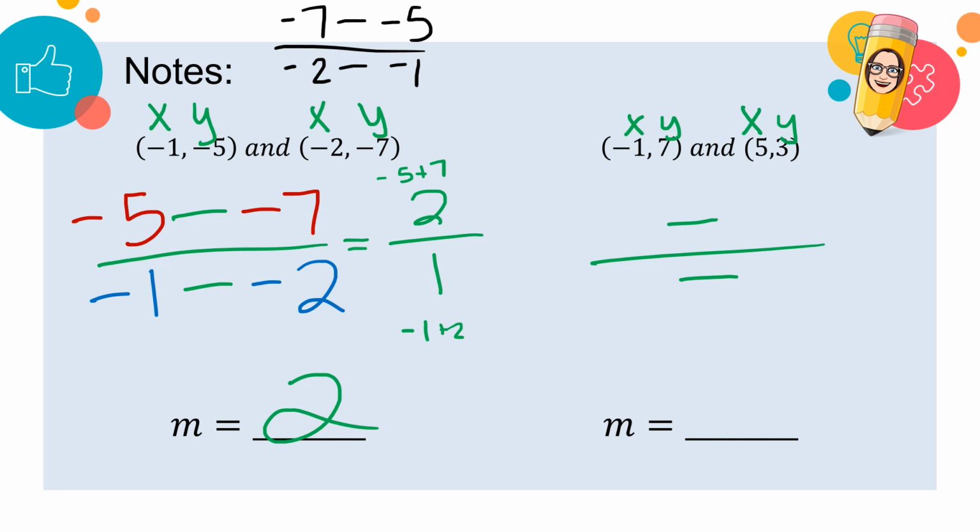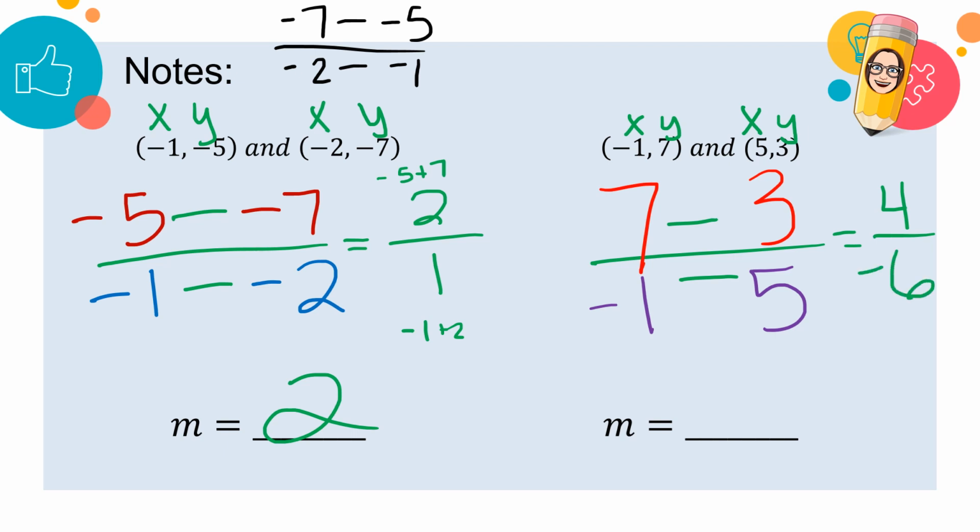So let's take a look. My y value, my y value. My x value, my x value. Let's calculate. 7 subtract 3. -1 subtract 5. A positive divided by a negative is a negative, and we can cut both of these down. We want to reduce our fraction to 2/3.